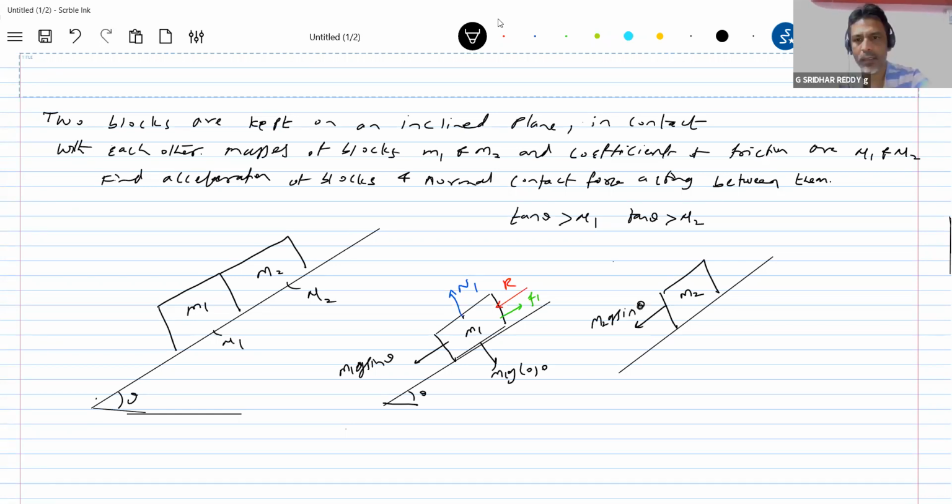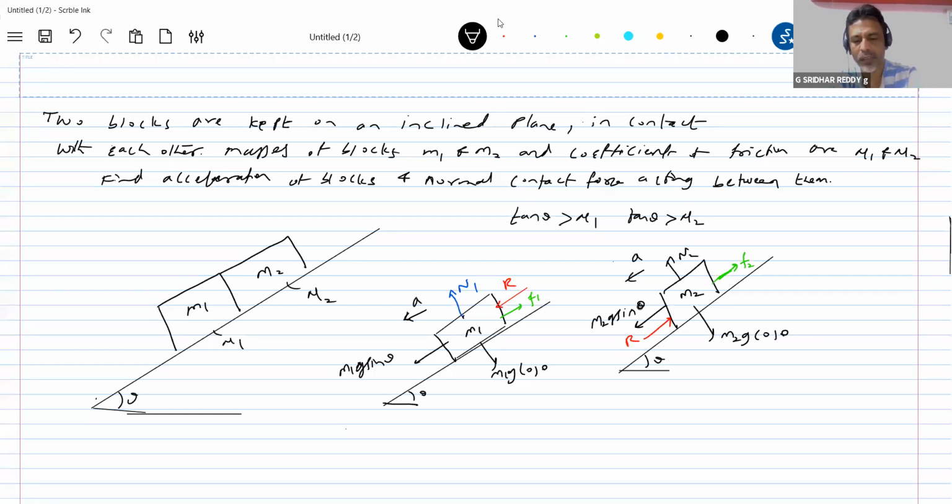Similarly, on the other block, M2G sine theta. Now, what about the normal reaction between the blocks? The R should act in this direction. The friction on that, call it F2. Then this is N2, and this is M2G cos theta. So let both have normal reaction as both are in contact.